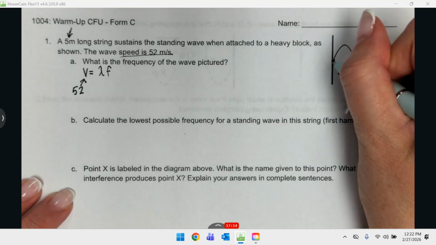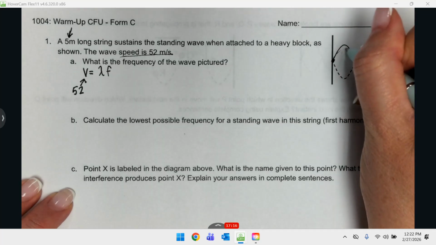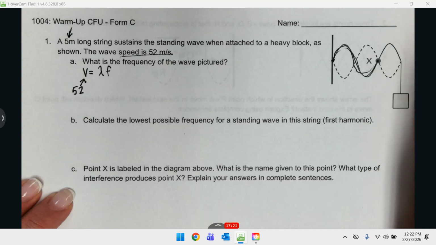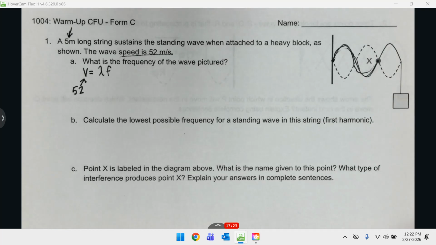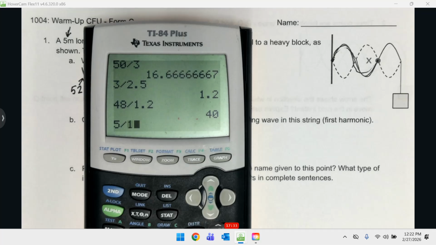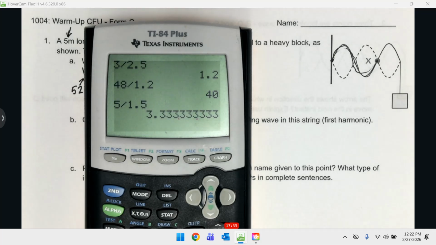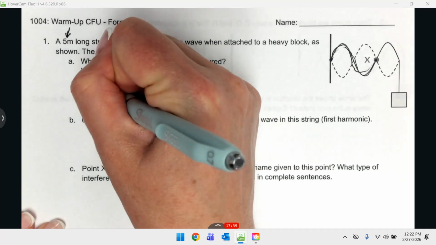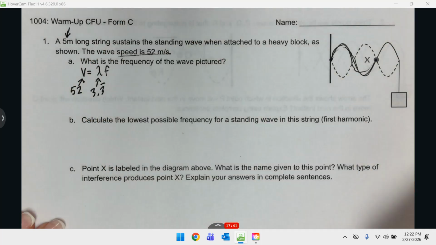If you're counting them, one wave would go right there. That's 1 and then a half. So I have 1.5 waves. If 1.5 waves is 5 meters long, how long is one wave? Well, you're just going to divide 5 by 1.5, and that'll tell you how long one wave is, which is 3.3 repeating. And so the wavelength we're going to use is 3.3 meters.